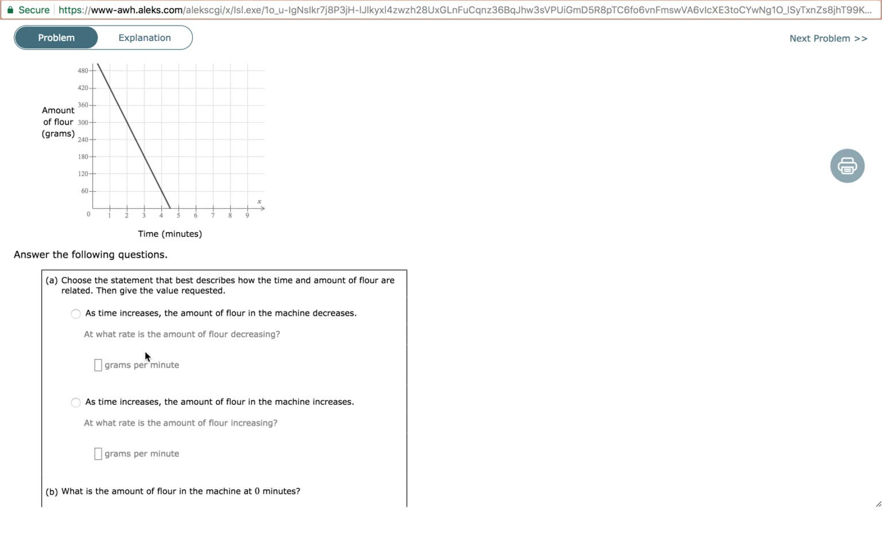So we do not need to put a negative sign as you would have in earlier problems, because the fact that we're stating here that it's decreasing already implies negative. Therefore, we just put the amount by which it's decreasing per minute, and we just concluded that that is 120 grams per minute.